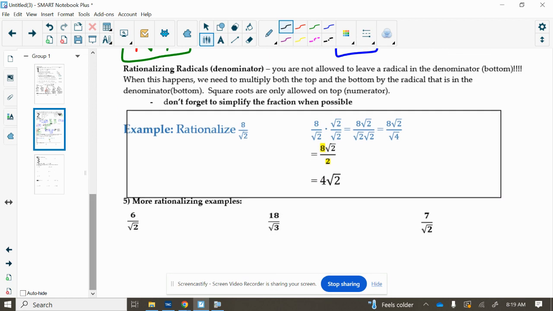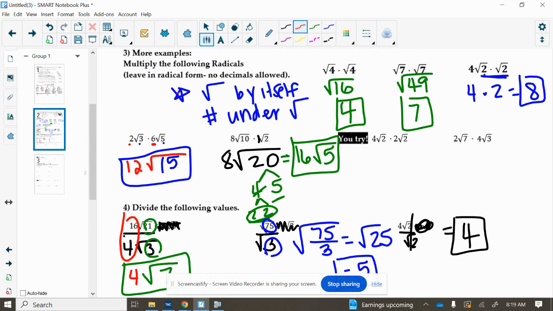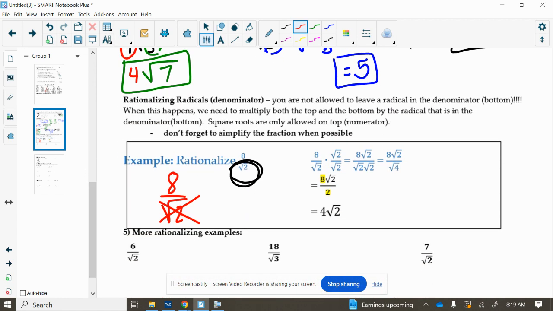All right, last big thing we are going to talk about today is the idea of rationalizing. Okay, we do not like a radical on the denominator, right? We can have a radical in the numerator, but we don't like that radical on the denominator. So again, going back to what we talked about up here, anytime you multiply a square root by itself, it just becomes that number underneath the radical.